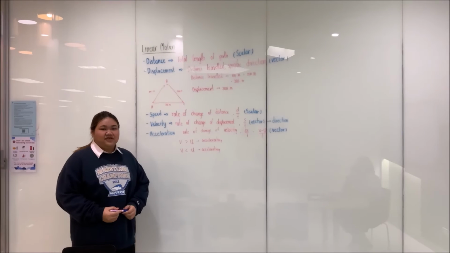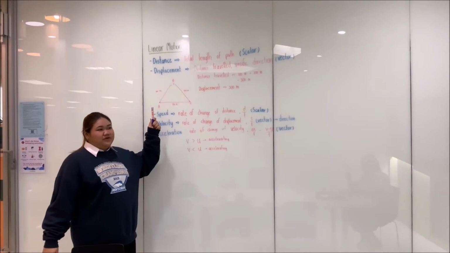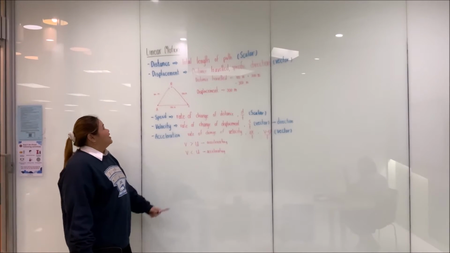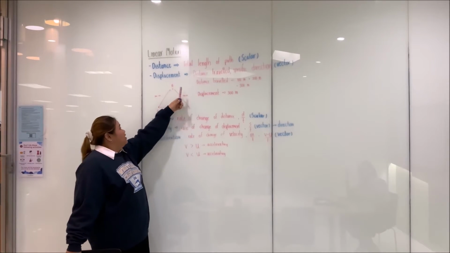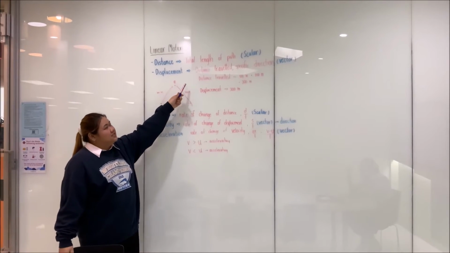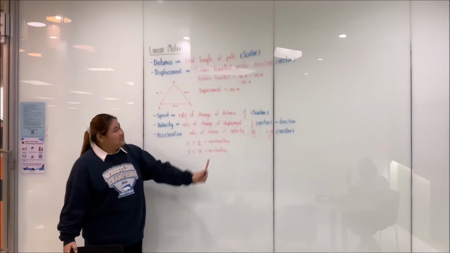Hello everyone, today we will talk about linear motion. Linear motion is motion in a straight line. Distance is the total length of the path. Displacement is the distance traveled in a specific direction.